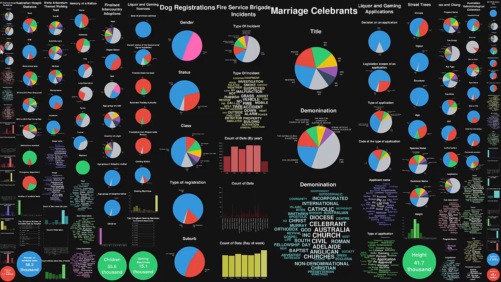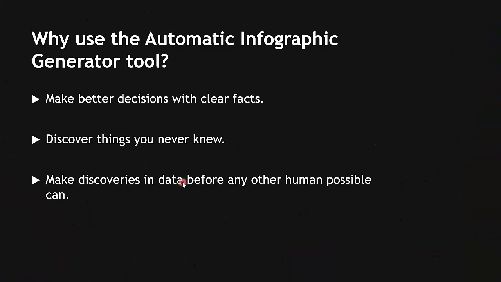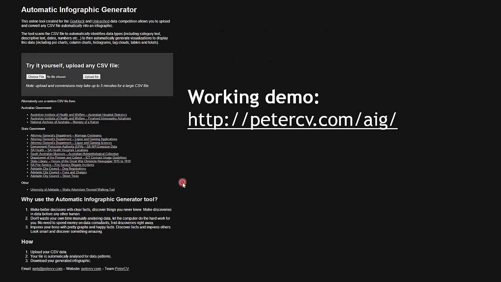We've got ICT contracts, and you can see all the information on that. We've got Australian hospital statistics. The data is really flexible and the application really picks up that data automatically. We've got memory of a nation, adoption information, liquor licenses, dog registration, fire brigade incidents, liquor applications, trees, fees and charges, and a whole bunch of other data inside there. This is really good because it automatically analyzes all this data, and with that information you can make better decisions with clear facts. You can discover things you never knew, and you can make discoveries in data before any other human possibly can. You can imagine that that is quite useful and has huge benefits for government and enterprise as well as business to find out information.